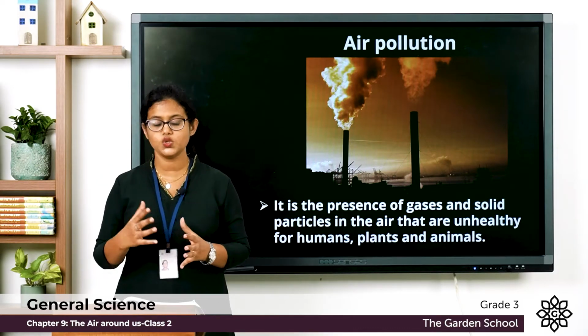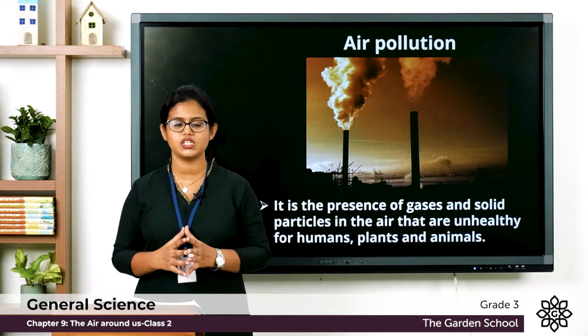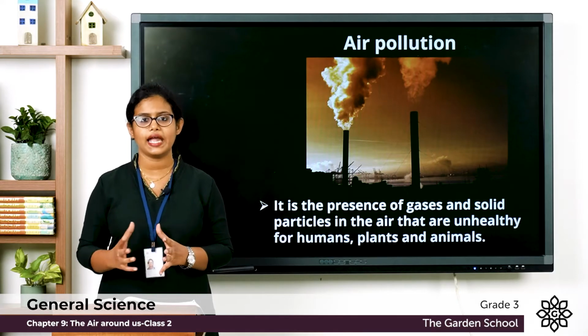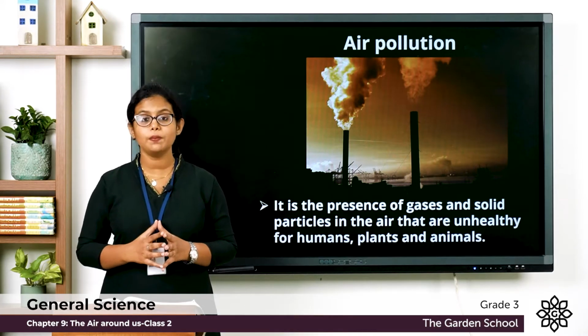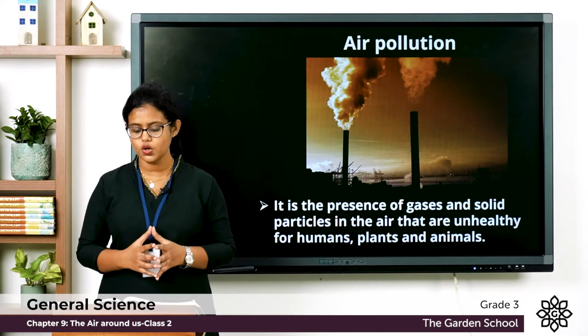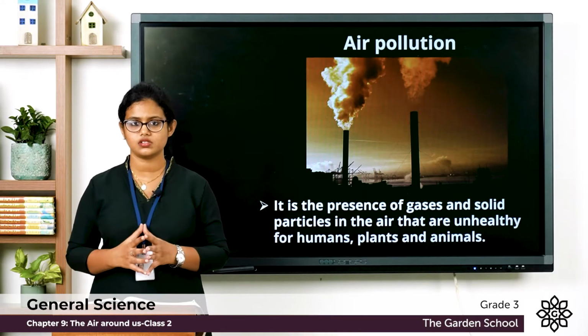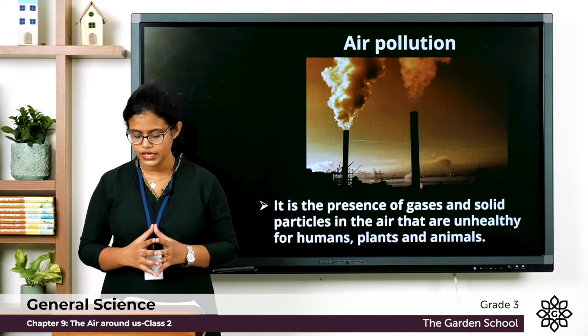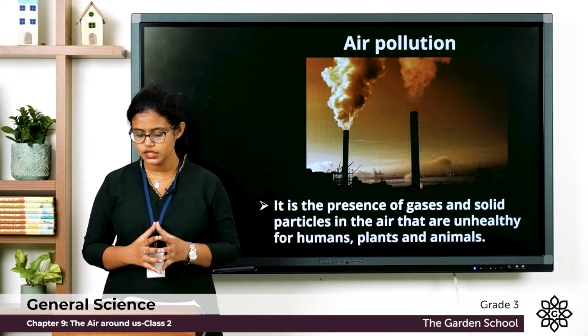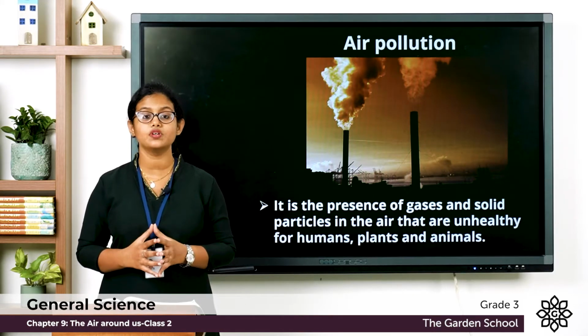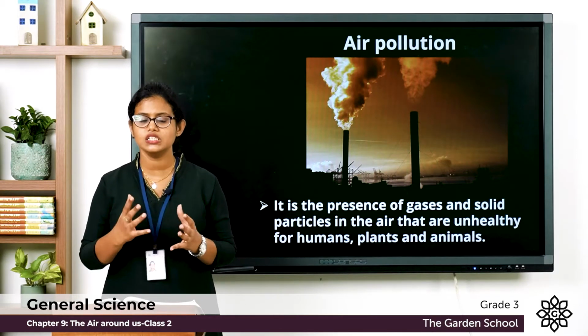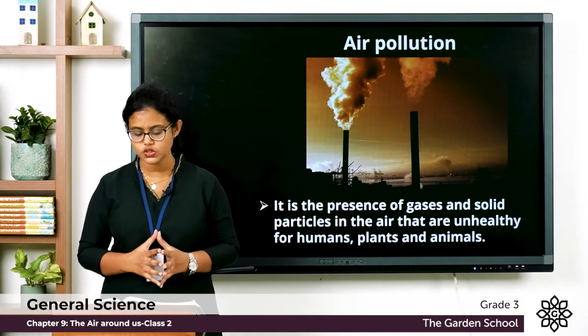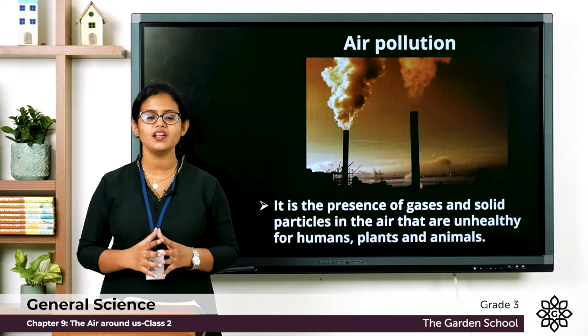Next one, reduce the use of fireworks. It also pollutes the air. Do not burn plastic, rubber, cloth and other waste. It pollutes the air. Do not burn paper, collect used paper and sell it. So these are some of the ways in which we can reduce air pollution.